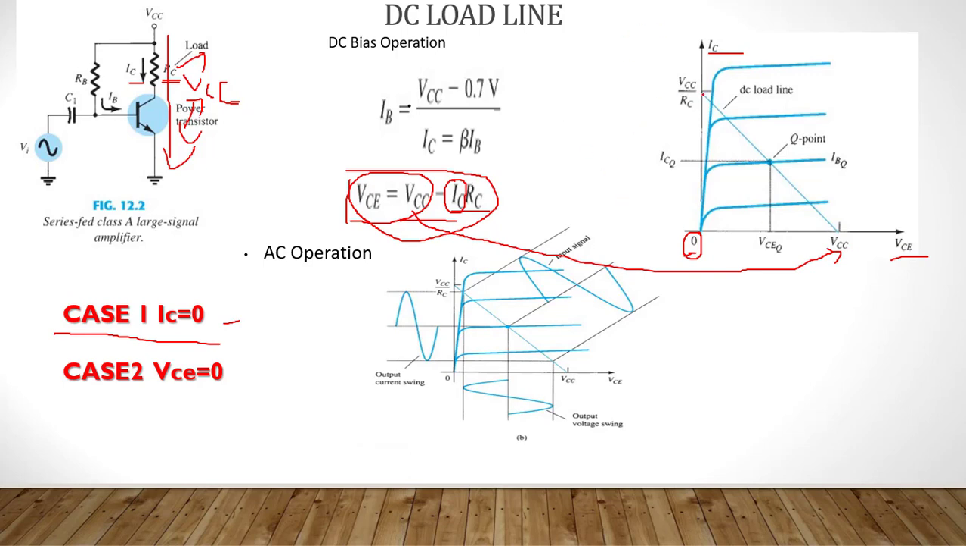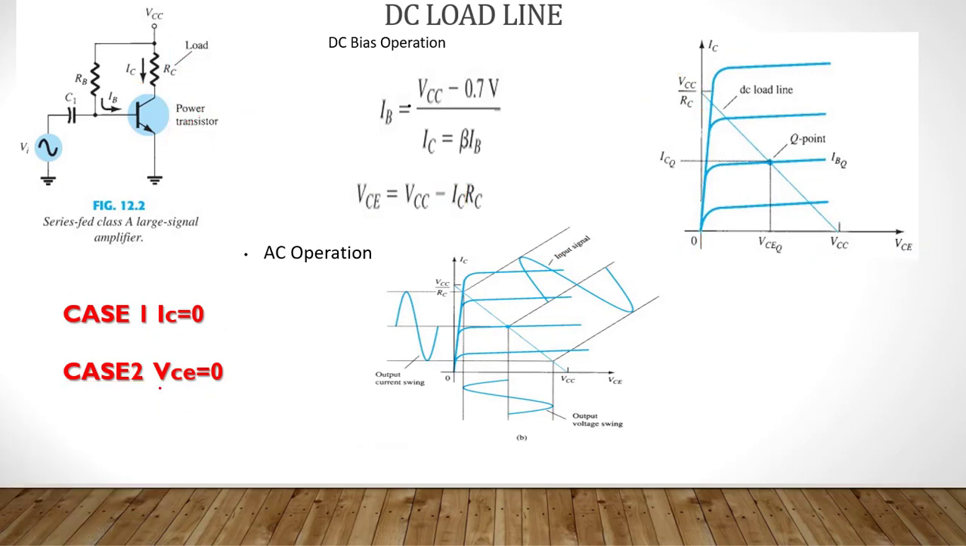Same way, how do we get the IC maximum? This portion I am calling IC maximum. How do we get this IC maximum? We make the second case, in which VCE is 0. If VCE is 0 here, this becomes 0. What does IC become? It is nothing but VCC by RC. That is what we have drawn here. This is the maximum because this portion is 0, it is on the 0 axis, so VCE is 0.